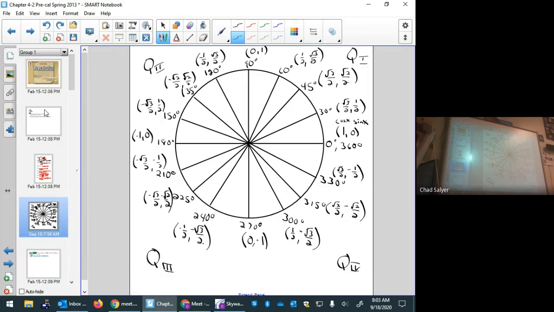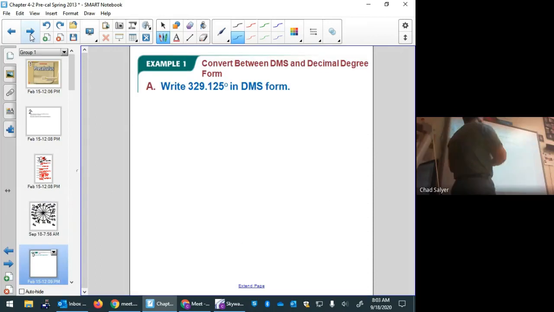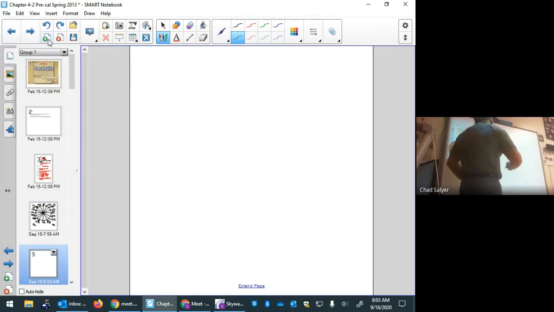Okay, we ready to move on? So the first example here, write 329.125 in degrees, minutes, seconds. Well, first of all, let me give you just a brief overview of what degrees, minutes, seconds is, because you probably have never heard of that.